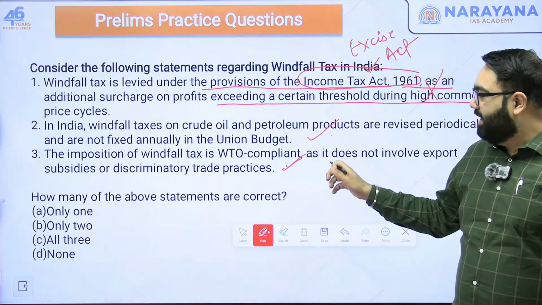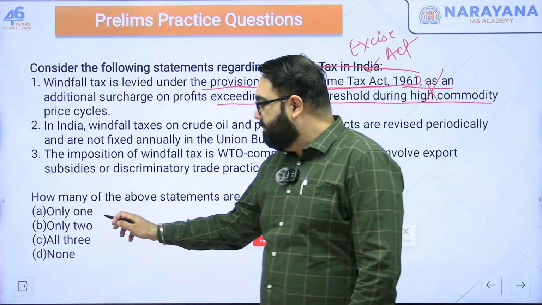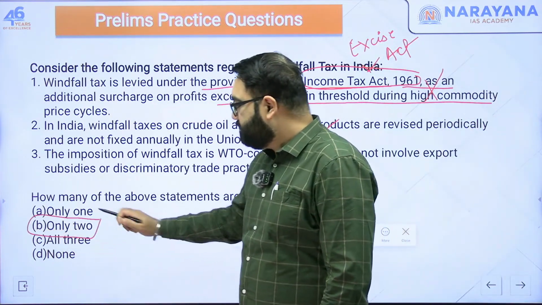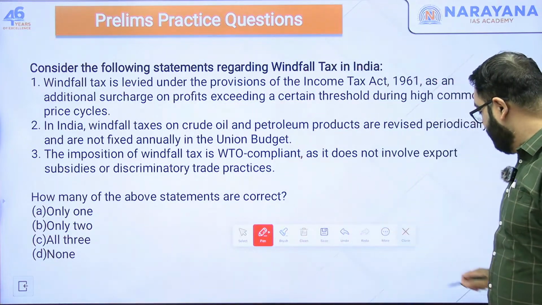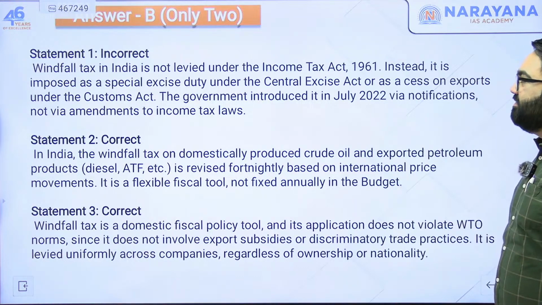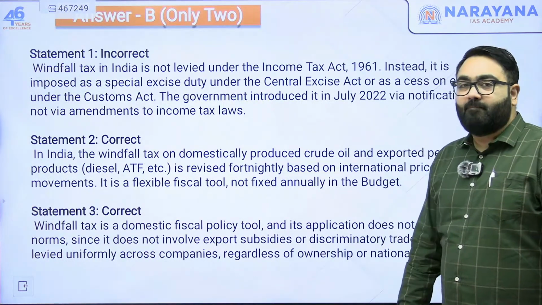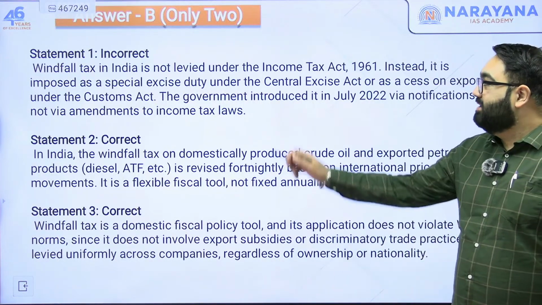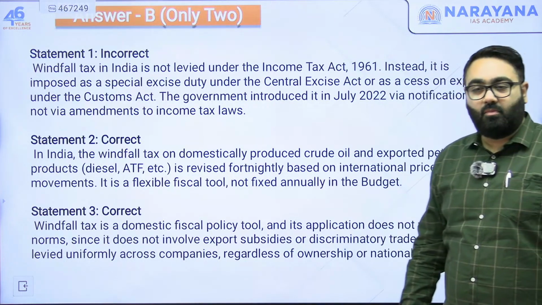So 2 and 3 are correct. 2 of these given statements. First statement is wrong. The answer thus would be B. Only 2 are correct. First statement is wrong. I hope that you got this one right as well. If you want, you can take a screenshot as well. As I told you, the windfall tax is imposed under the Central Excise Act and not the Income Tax Act. Okay.